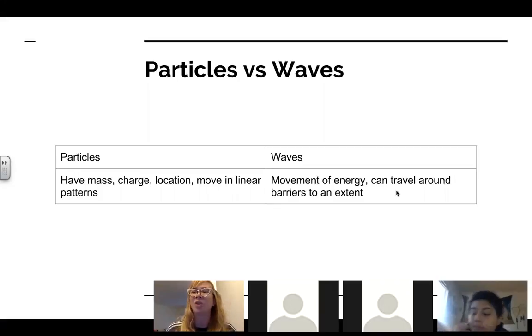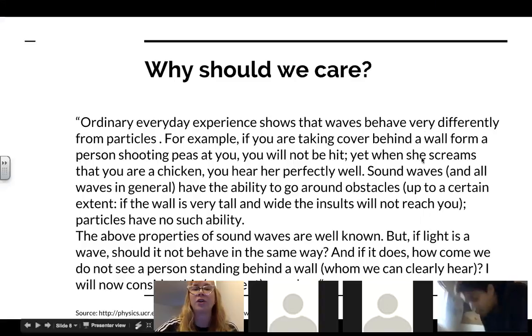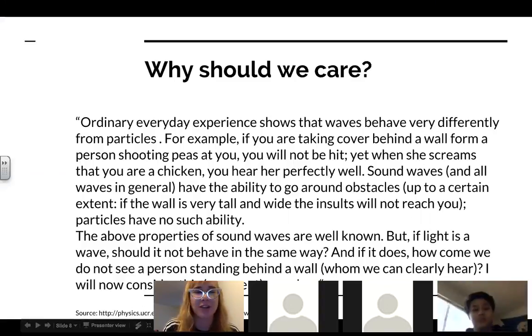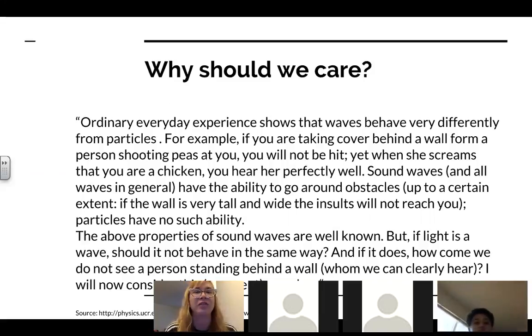So that's a little bit different than a ball. If you threw a ball at a wall, it would hit the wall and stop. It's not going to go through the wall or around the wall. But waves do that. They do that on their own. You don't tell them to do that. They just do it. So why should we care? I took this really long quote. I'm going to read to you guys some super nerdy physics stuff here.